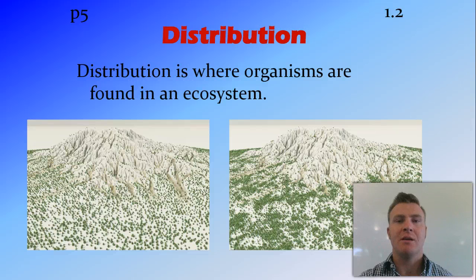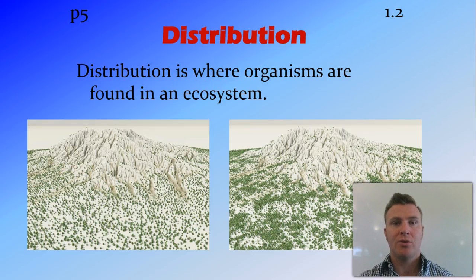So distribution is simply where things are found in an ecosystem. Things aren't necessarily found all across an ecosystem. The abiotic factors of the ecosystem will determine where particular things thrive. For example, vegetation is often found around creeks rather than in mountains.